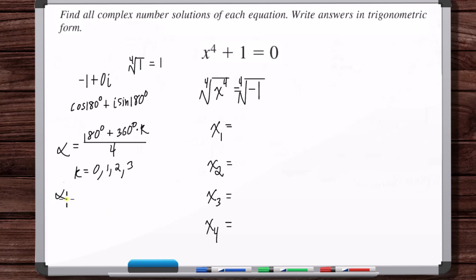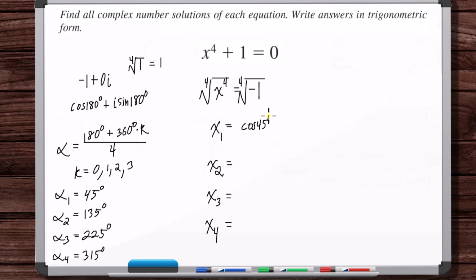Okay, so we can get alpha 1, plug in k is equal to 0. 180 divided by 4 is, that would be what, 45. Okay, we can keep plugging in 1, 2, 3, and 4, but we can just use the fact that since there's 4 roots spaced evenly around 360 degrees, we know they're going to be spaced 90 degrees apart. So we've got 135, and then 225, and then I think 315 should be, yeah. And there we go.